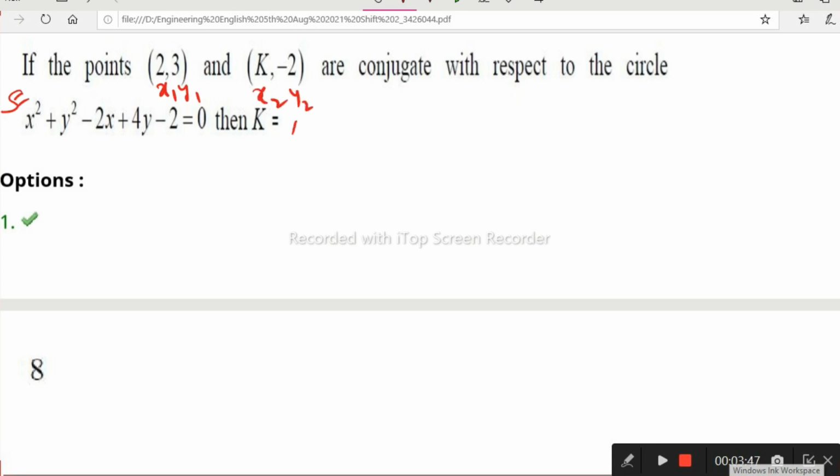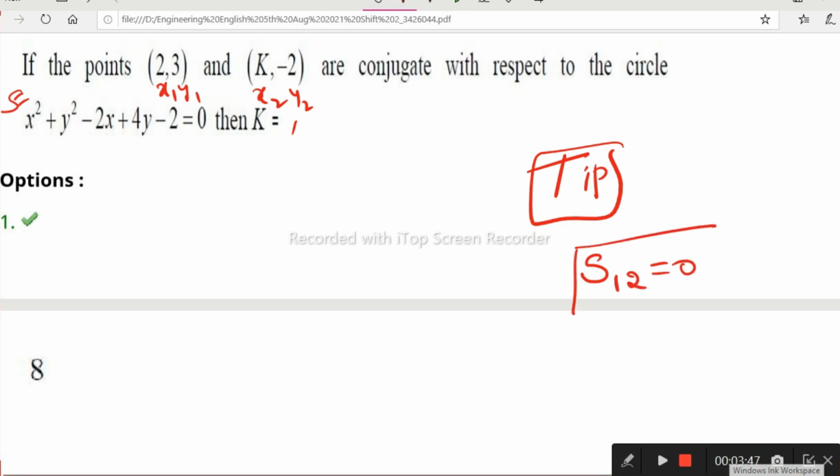Do you know what the tip is? The conjugate point tip is what? With respect to the circle, two points are conjugate points if S12 is equal to 0. This is what we have to use here.